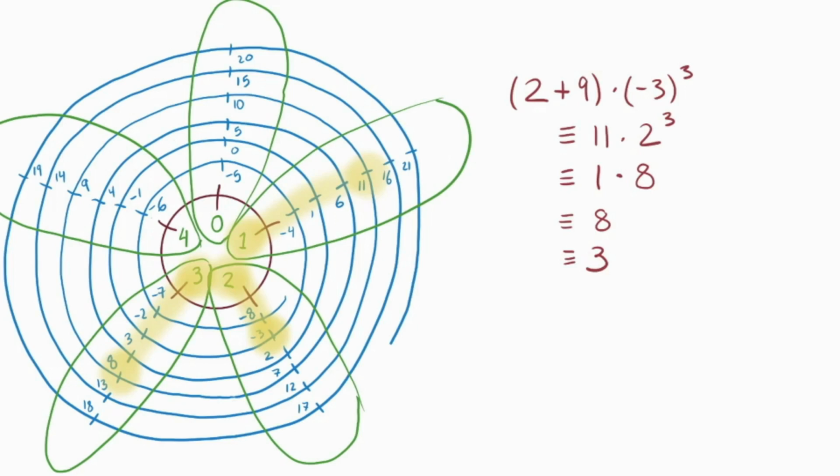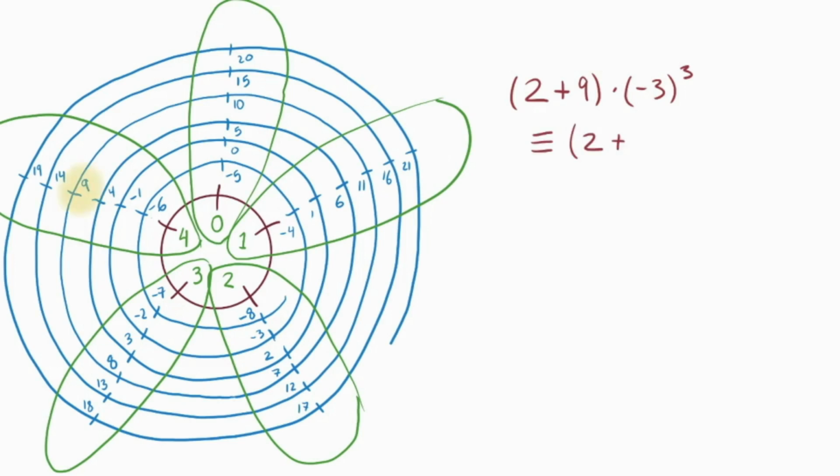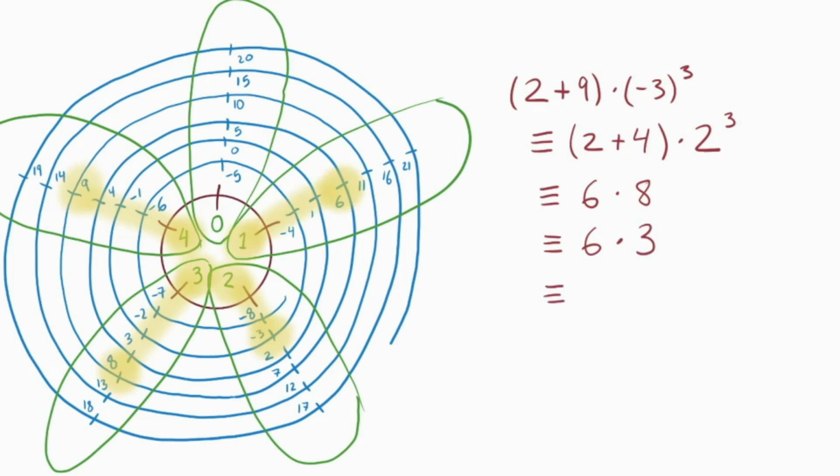But wait. There's something bugging us here. Why does this even work? There are many different paths to the same answer. You can drop to the shadow at different points in the computation, and you should get the same answer. So for example, what if on the last one I did it differently? I did 2 plus 9 becomes 2 plus 4, and the minus 3 becomes 2. So we've got 2 plus 4 times 2 cubed. That's 6 times 8. And I can drop the 8 to a 3 and the 6 to a 1. So I've got 1 times 3, and that comes out to 3.